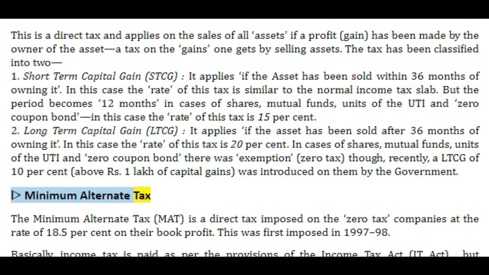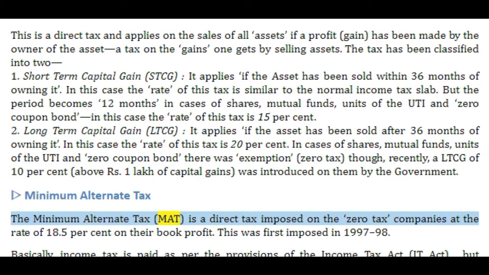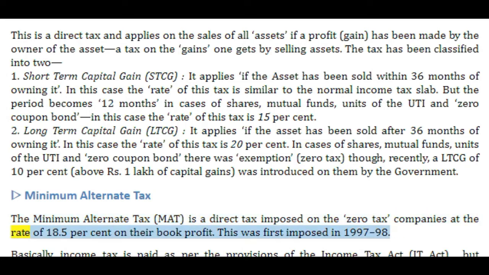Minimum alternate tax. The minimum alternate tax, MAT, is a direct tax imposed on the zero tax companies at the rate of 18.5% on their book profit. This was first imposed in 1997 to 98.